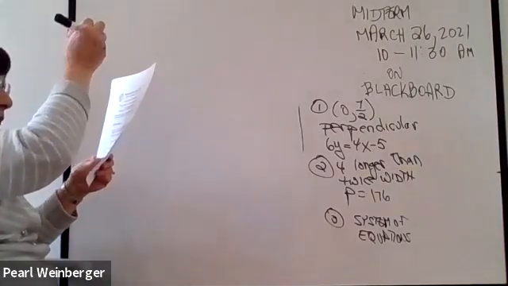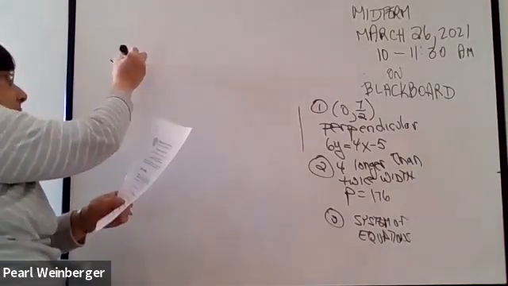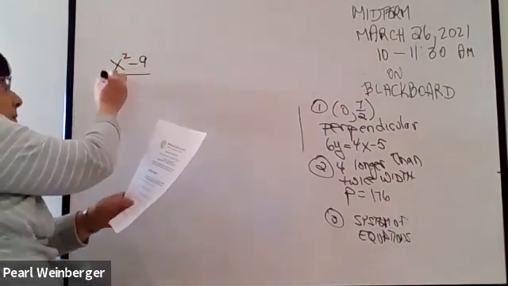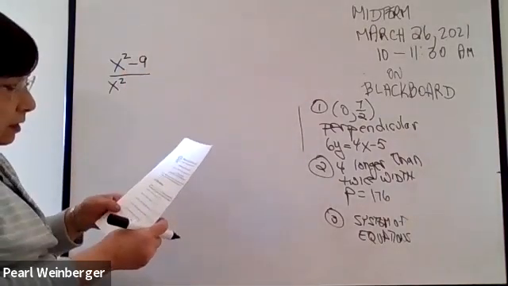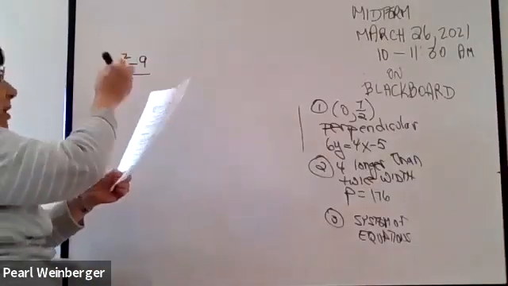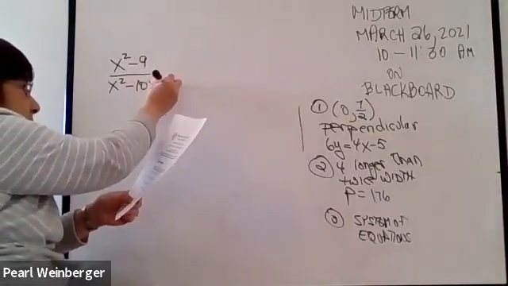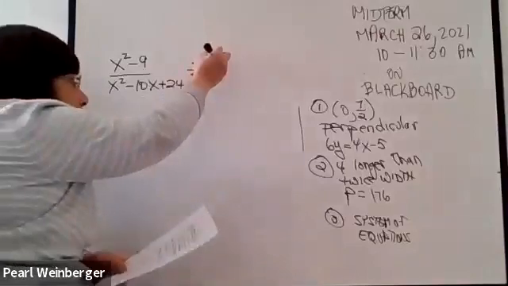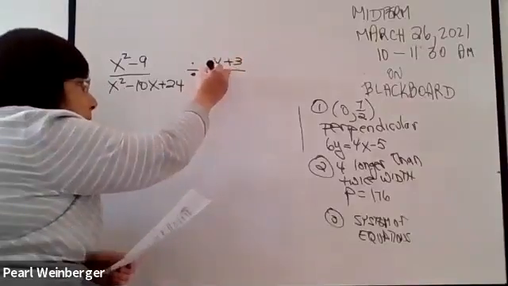So let's say I gave you this example, x squared minus 9 over x squared minus 10x plus 24, divided by x plus 3 over 2x minus 12. This happens to be on the exercise sheet that I sent you. It happens to be example number 6.